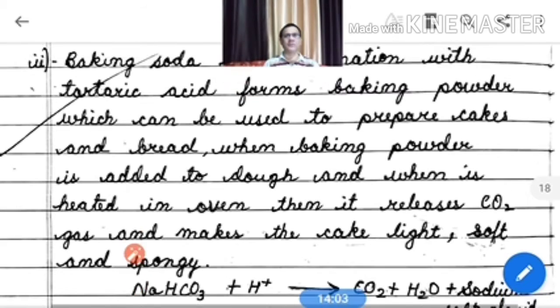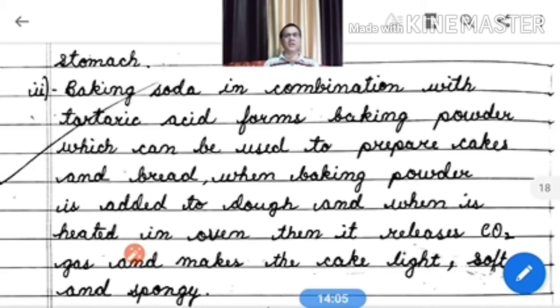What is the sense of this paragraph? Whenever a cake is prepared, we usually need baking powder. Actually, there is a difference between baking soda and baking powder. Baking soda only contains sodium hydrogen carbonate, but sodium hydrogen carbonate in combination with tartaric acid forms baking powder. Why is the tartaric acid added? That is another question. So remember, for the preparation of cake, we need baking powder, not only baking soda. And baking powder means baking soda plus tartaric acid.